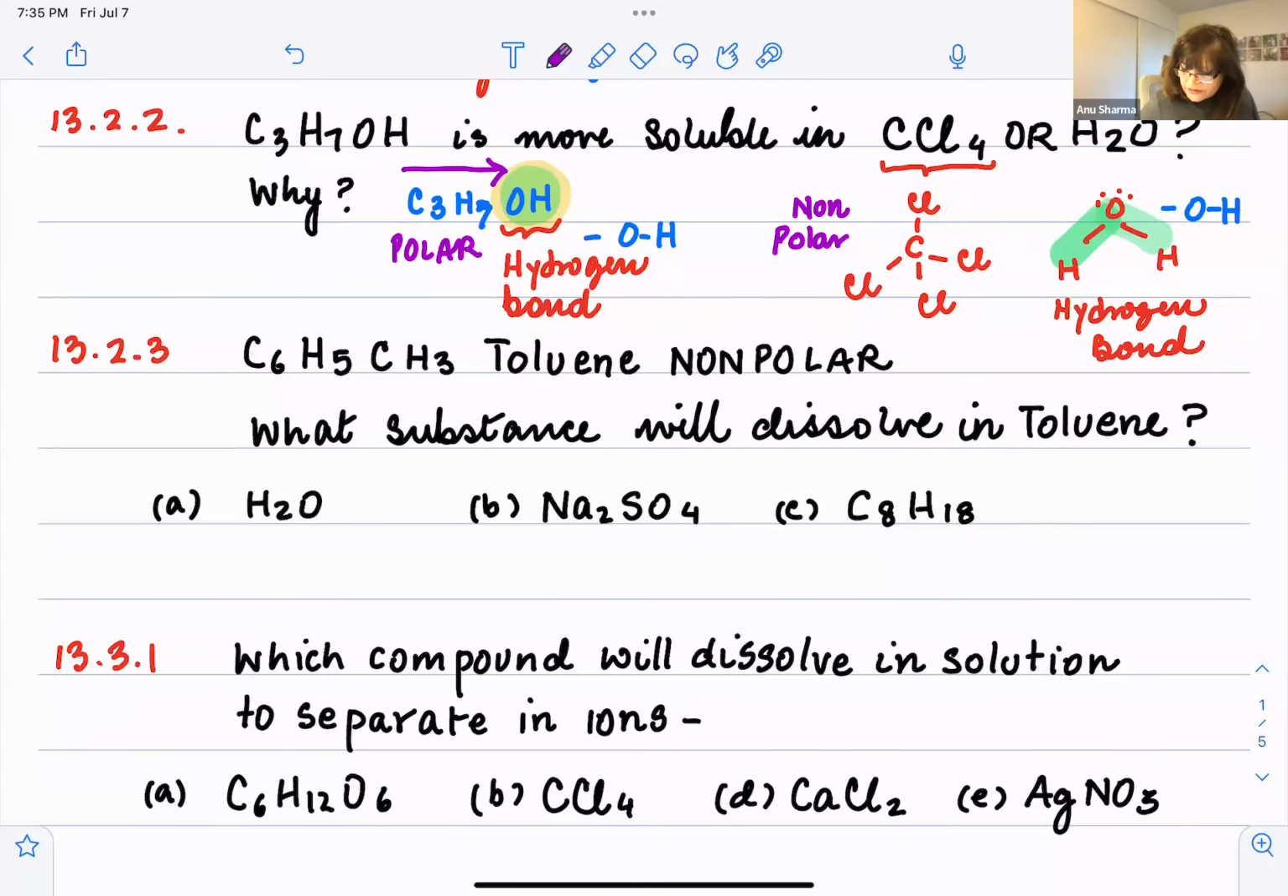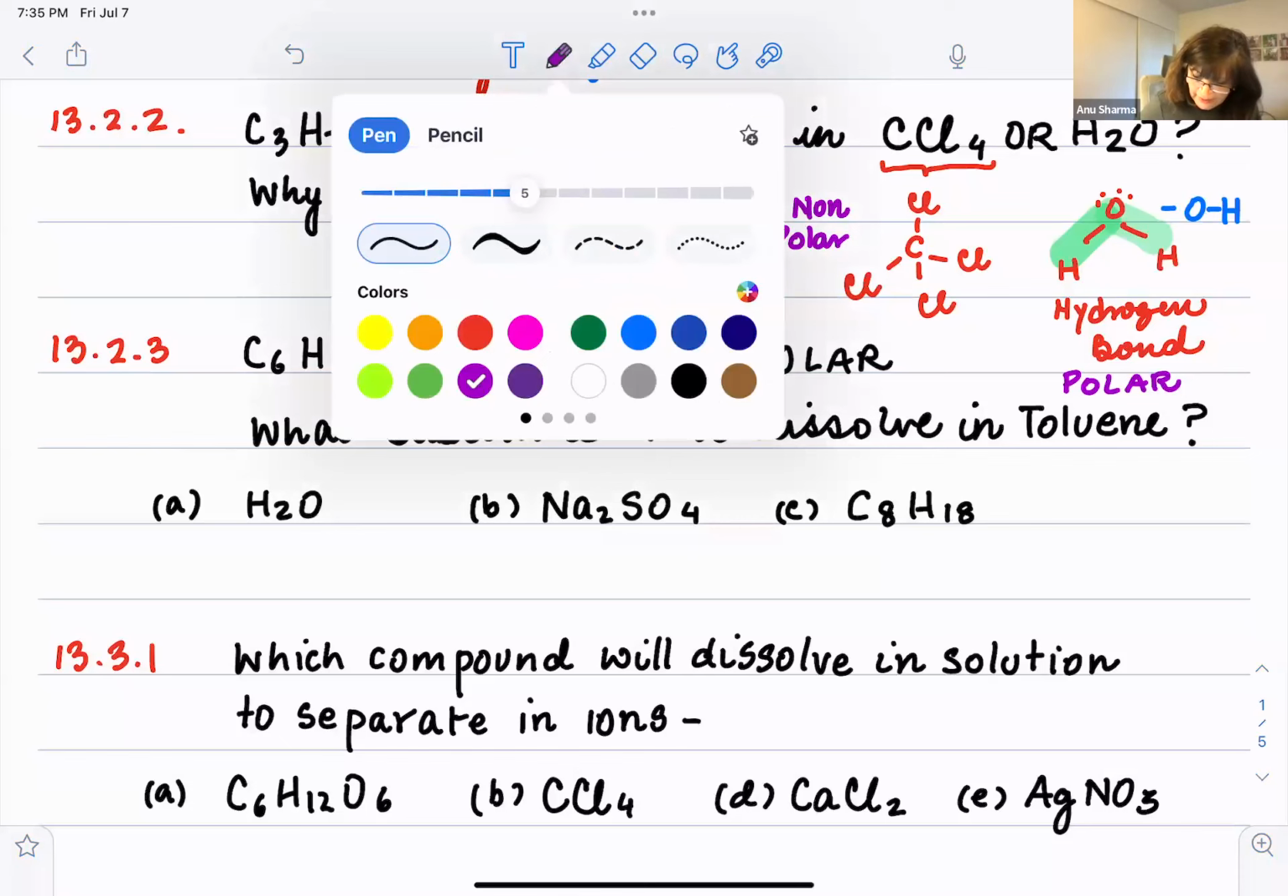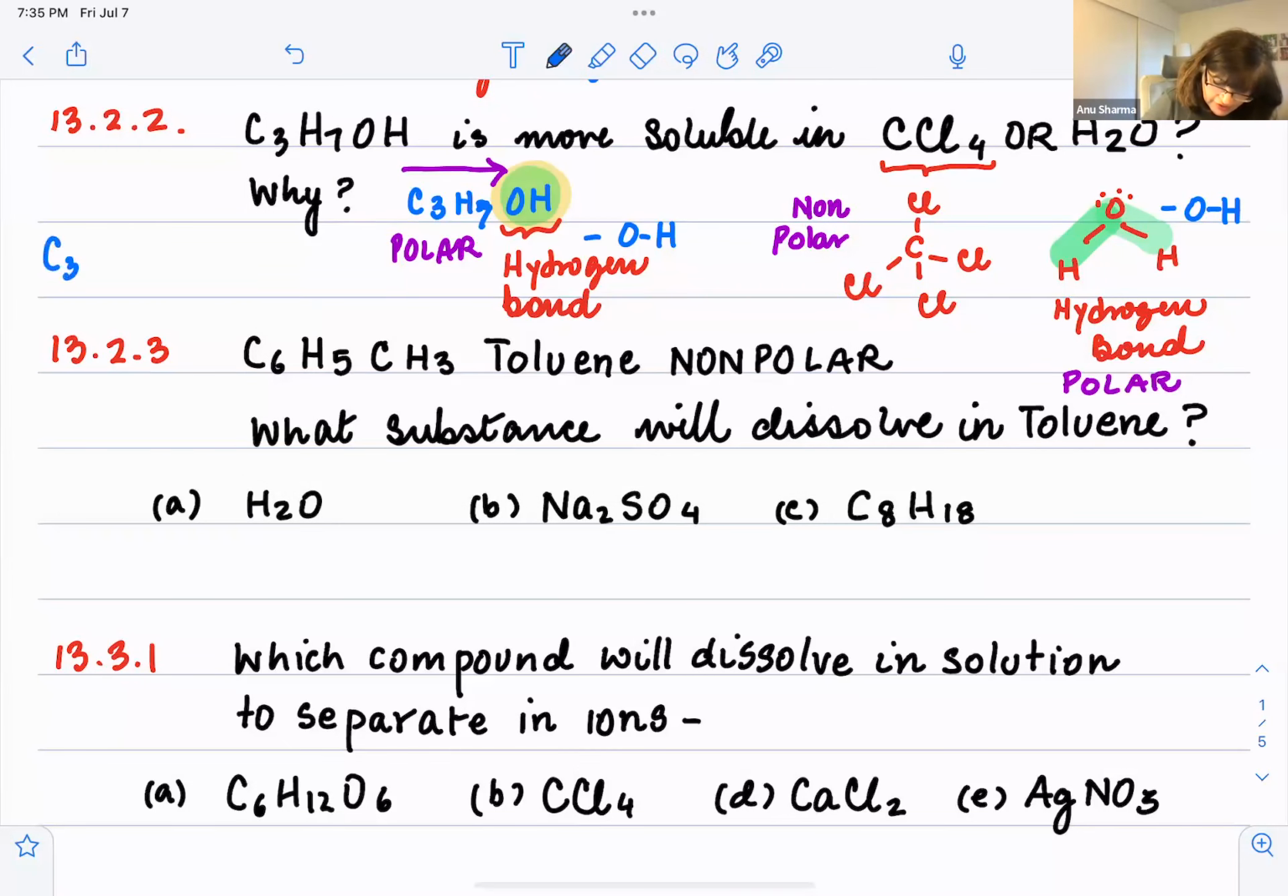Okay, so polarity is here. This is polar, and hydrogen bond is also polar. So which ones are going to mix? C3H7OH and water are both polar and polar. Therefore, they are going to be soluble. So this is going to mix together, or C3H7OH is going to be soluble in water.